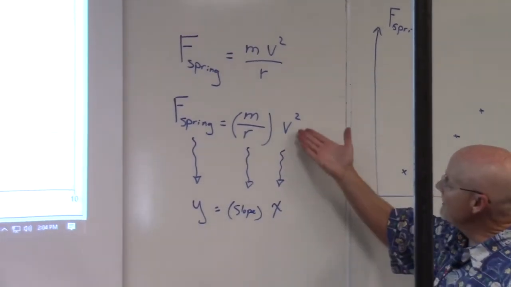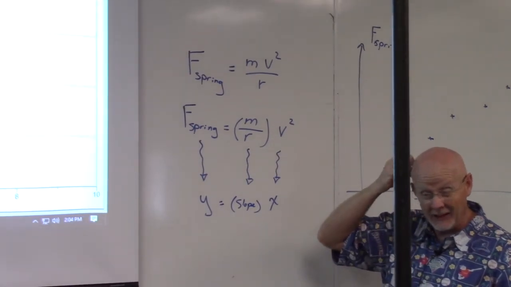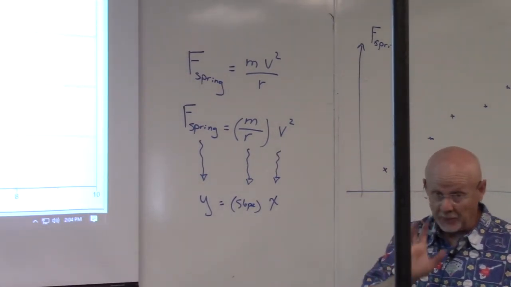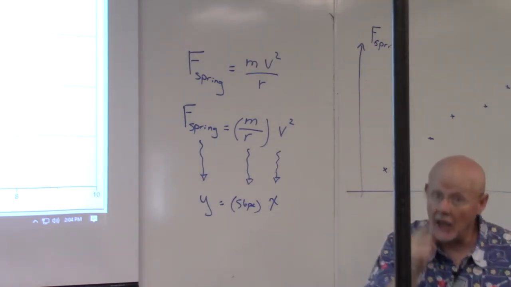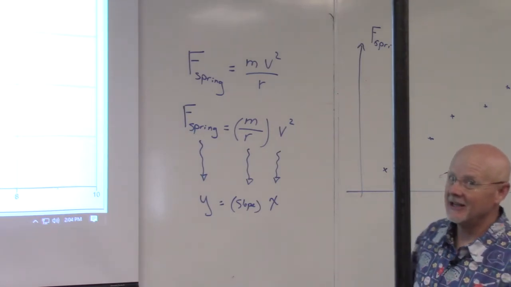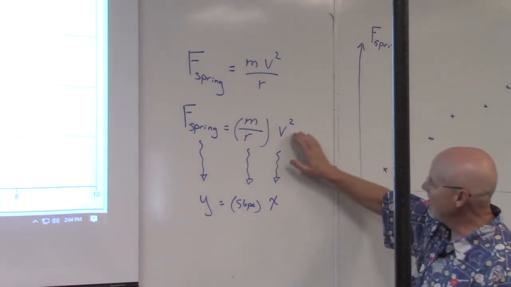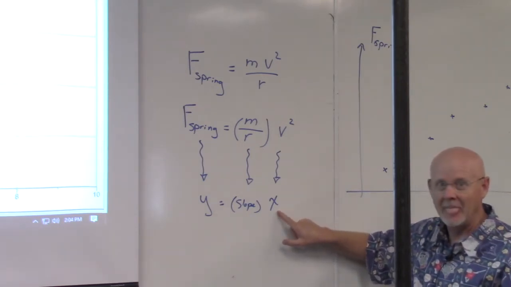And I know when you see velocity squared, sometimes you go, well, that's a square, isn't that a parabola? No, it's a parabola if you plot velocity. But it's a line if you plot velocity squared. You see the difference? Because once you plot velocity squared, you don't really have a square anymore. You are plotting the square.